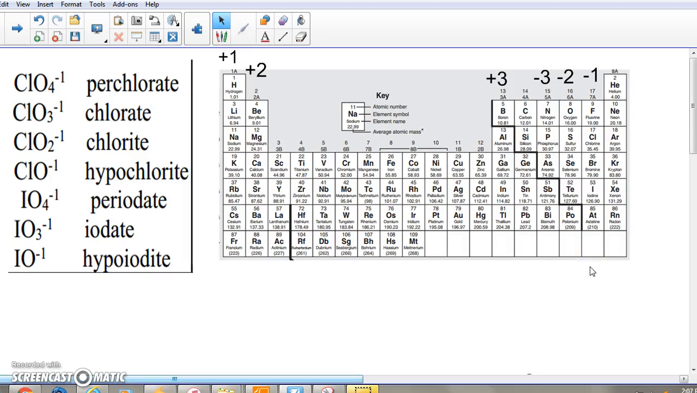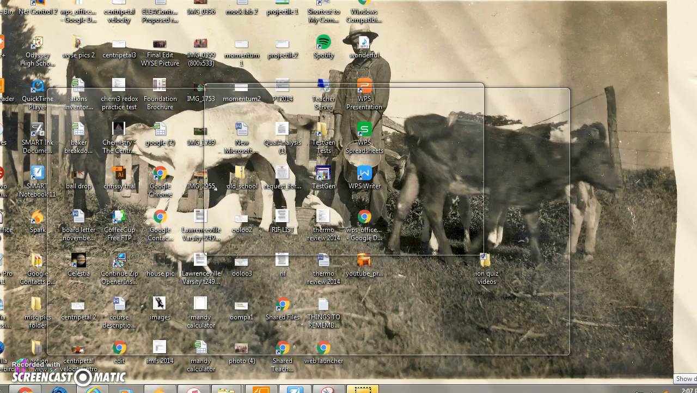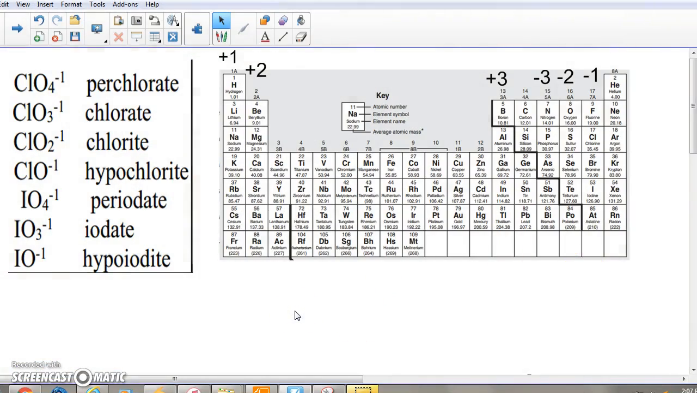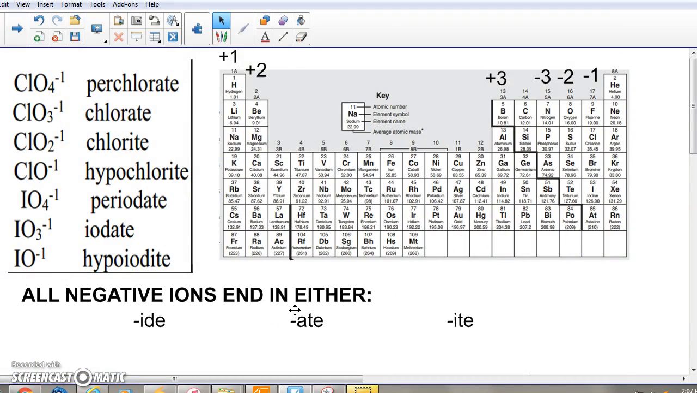Ion quiz number 5 contains perchlorate through hypoiodite, and we're going to learn some of the most important rules that you're going to need to know about ions ever since we learned the charge columns. You'll notice that all of these are negative ions, and up until now, negative ions always ended in IDE. But now we're going to see that negative ions can also have two other endings, and these are the only three endings that can ever have, and those endings are IDE, ATE, and ITE.